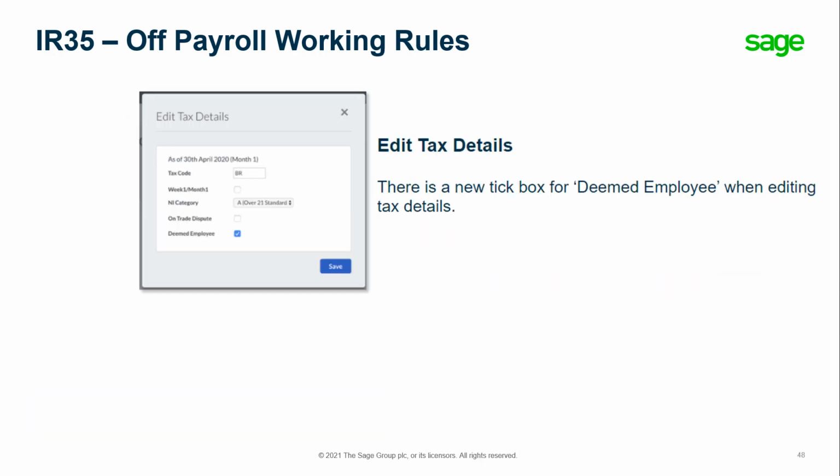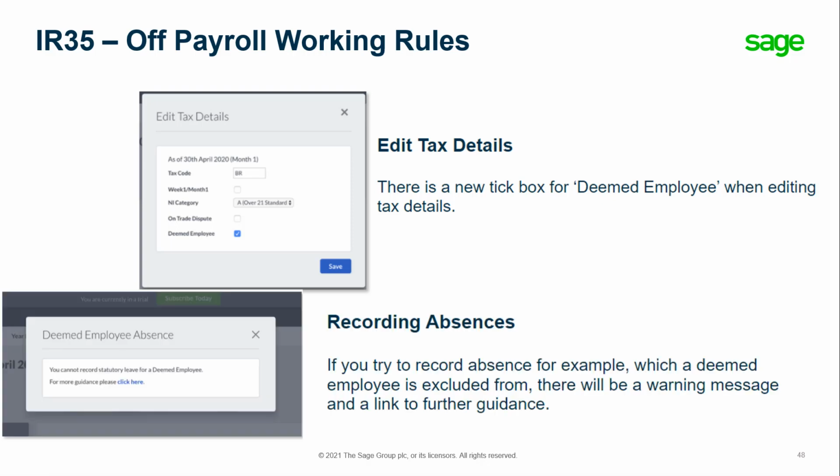When you already have employees created, you can edit their tax details by going into the employees section. Click onto the employee you would like to edit. You can now see there is a new tick box, deemed employee, under the Edit Tax Details section. If you try to record an absence for a deemed employee, which they are excluded from, you will now see a warning message and a link to further guidance.